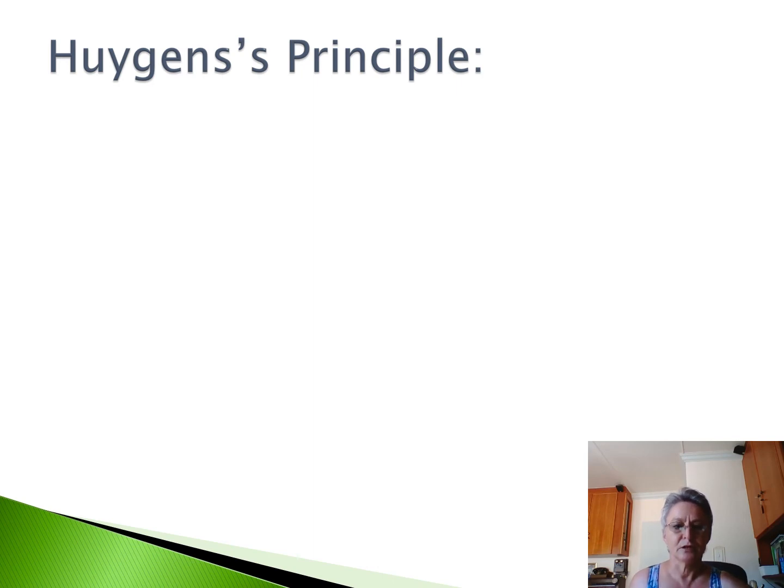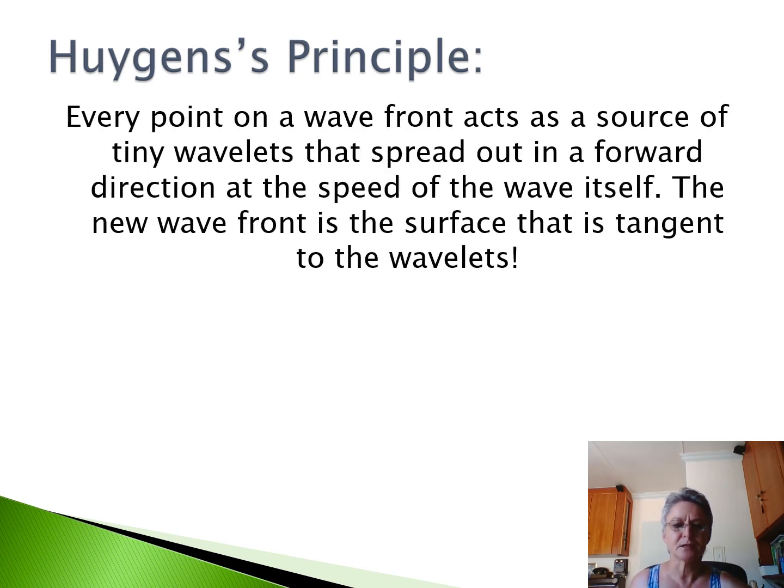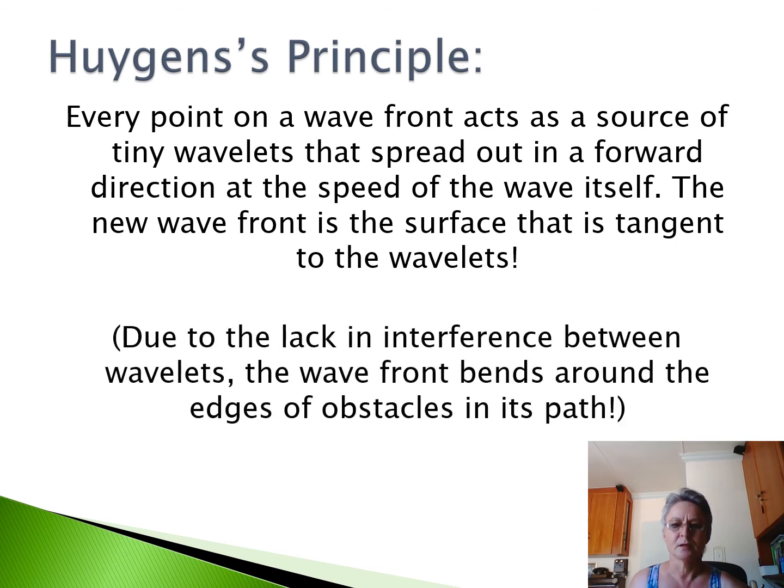So in reality, Huygens' principle says that every point on a wavefront acts as a source of tiny wavelets that spread out in a forward direction at the speed of the wave itself. The new wavefront is the surface that is tangent to the wavelets. Due to the lack of interference between the wavelets, the wave bends around the edge of the obstacle in its path, because there are no more wavelets for it to interfere with.